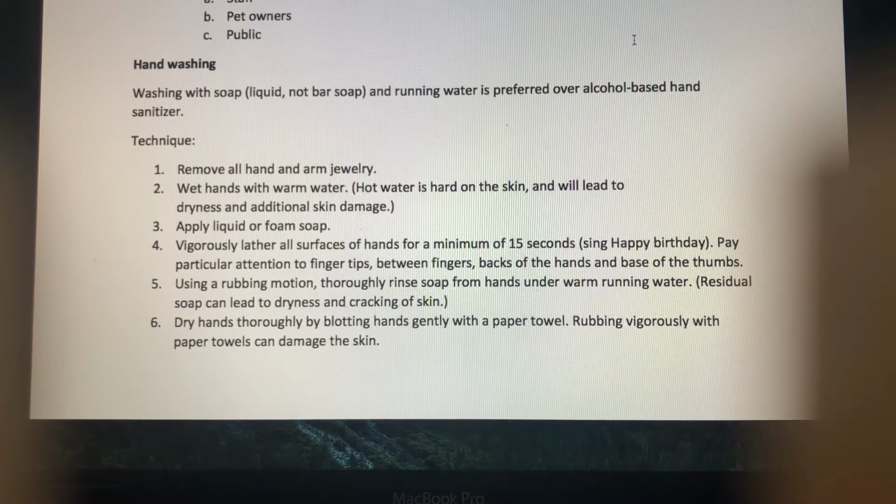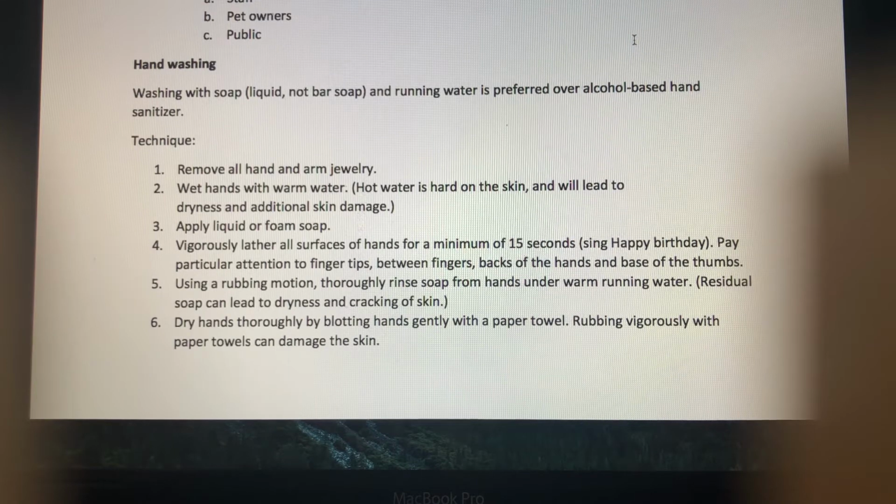Hot water is not ideal because it's really hard on your skin. It's going to dry it out. And dry skin is skin that's prone to damage. Damaged skin is prone to more infections. So remember, our skin is our protective covering. And anytime that gets damaged, we have the potential to let in infectious illness. We want to apply liquid or foam soap and then vigorously lather all surfaces of the hands for a minimum of 15 seconds. You should be singing Happy Birthday or Twinkle Twinkle or something like that, the ABCs.